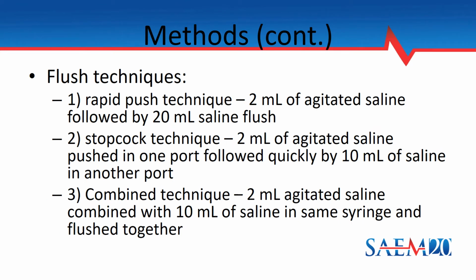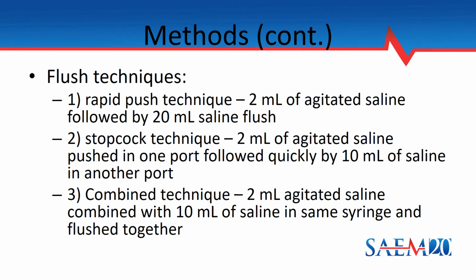The first technique was referred to as the rapid push. A volume of 2 milliliters, simulating the volume of 6 milligrams of adenosine, was agitated and quickly pushed in the IV. This was immediately followed by a 20 milliliter unagitated saline flush in the same port.